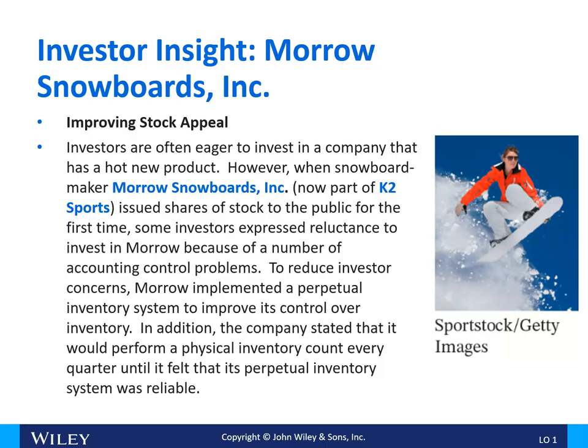So here's an example of Morrow Snowboards. Investors were eager to invest in a company that has a hot new product. Morrow Snowboards, which is now part of K2 Sports, issued shares of stock to the public for the first time. Some investors expressed reluctance to invest because of a number of accounting control problems. So what Morrow did is they implemented a perpetual inventory system to improve control over inventory. In addition, they stated that they would perform a physical inventory count every quarter until they felt that their perpetual inventory system was reliable.